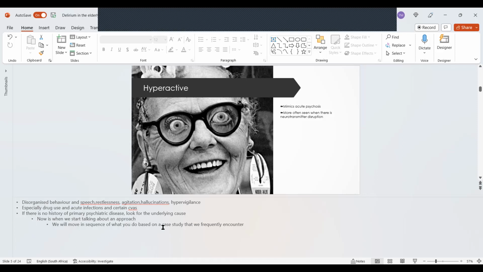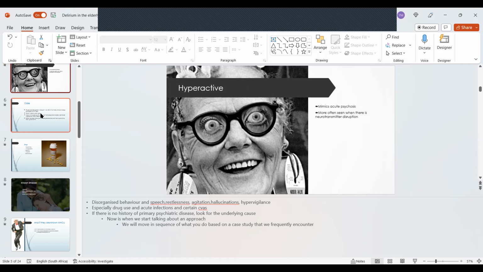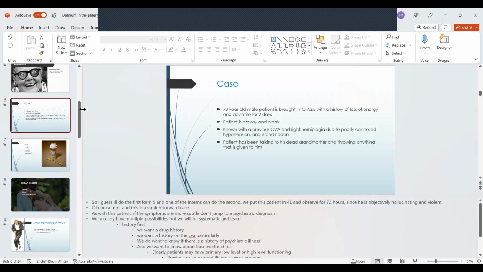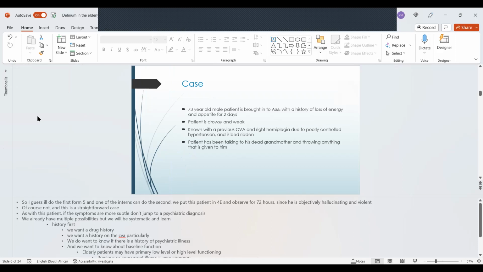Now, this is when we start to talk about an approach, and we'll move into the sequence of what you need to do based on the case study, which we'll do next week, all right? But you'll need to keep this in mind, right? So remember, there's two types, hypoactive and hyperactive. Hypoactive, a bit easier to understand. Hyperactive, you yourself become stressed out for the simple reason that you have this patient who is now behaving abnormally.